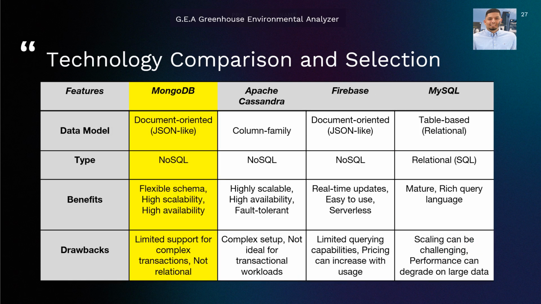For our database, we decided to use MongoDB, and the reason why is because it is document oriented, which is JSON-like. It is a non-SQL type. It has many benefits, and some of them were flexible schema and high scalability. We also found some drawbacks, which are limited support for complex transactions, and it is non-relational.